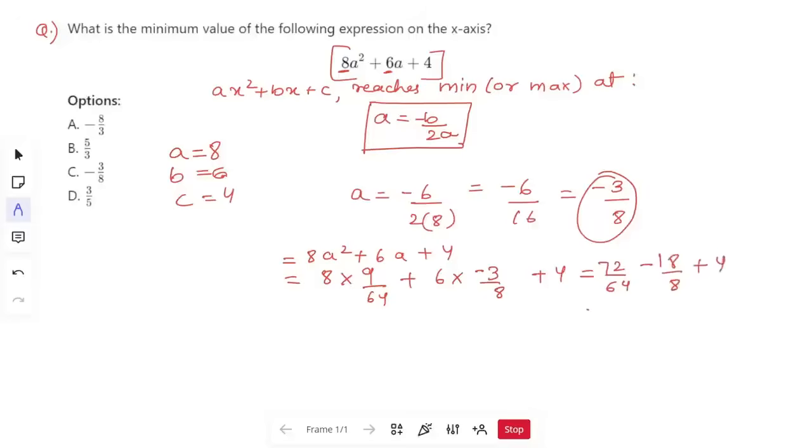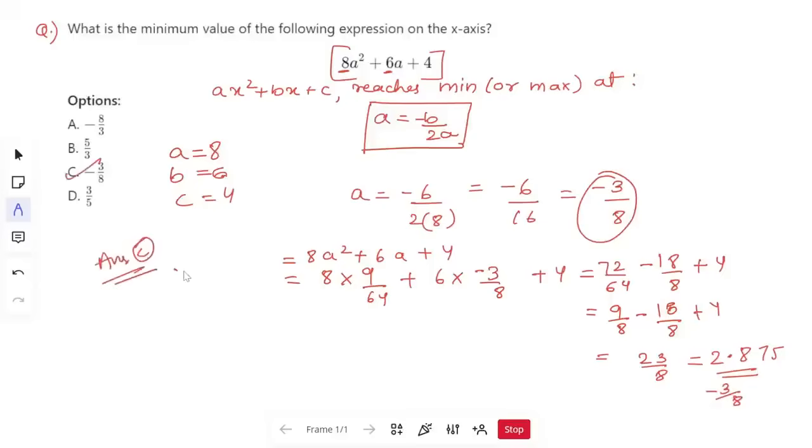Now we will further solve it by taking the LCM. First of all, I'm cancelling this out, so 9 by 8, cancelling it with 8. So 9 by 8 minus 18 by 8 plus 4. Finally solving it completely will give us 23 by 8, which is equal to 2.875. If you convert it into mixed fractions, it will be minus 3 by 8. So the correct answer is going to be option number C for this question. Hope you have understood it. Let's now move on to the next question.